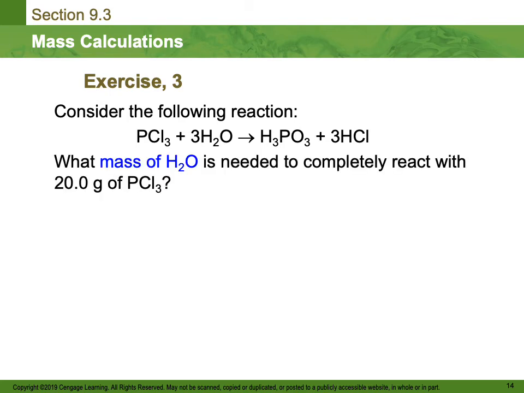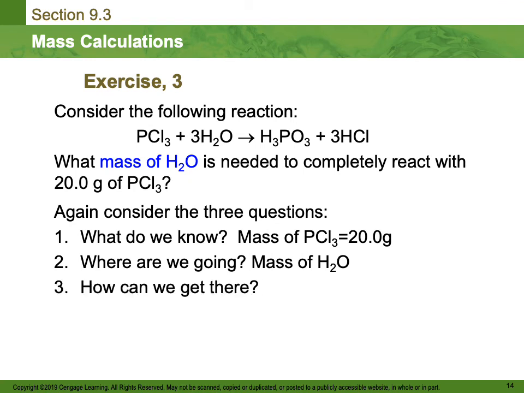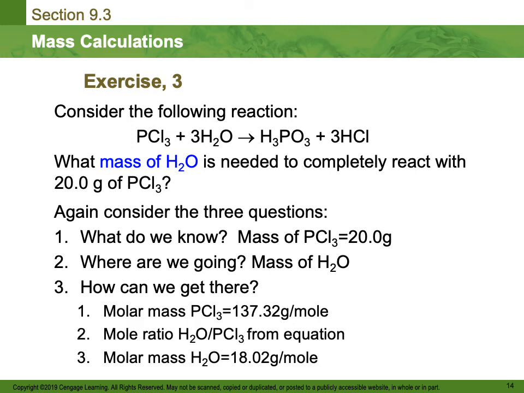Okay, the question says, what mass of water is needed to completely react with 20.0 grams of PCl3? Again, our 3 questions. What do we know? We know the mass of PCl3 is 20.0 grams. We know the balanced chemical equation, and we know how to find molar mass. That's also what we know. Where are we going? We want to know the mass of water that's needed. How can we get there?